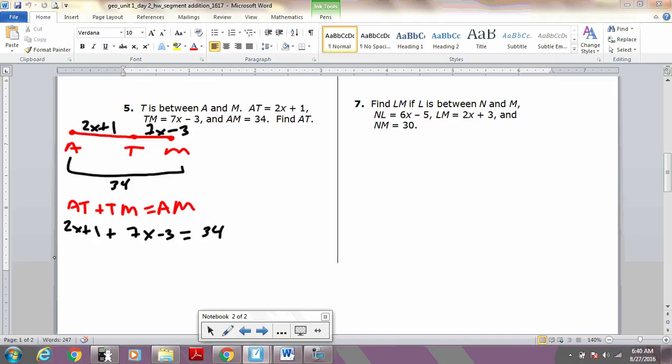So the first thing I would do is combine all my like terms. First would be 2x and 7x to give me 9x. 1 minus 3 would give me a minus 2 and bring down my 34. Now I would add 2 to both sides, which gives me 9x is equal to 36. And then divide both sides by 9, so x is equal to 4.